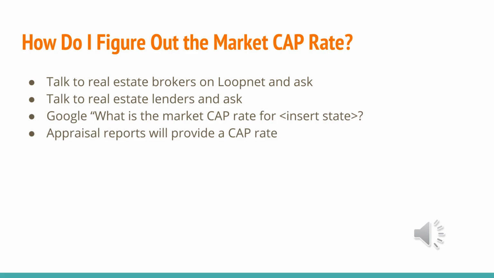Next, you can talk to lenders and ask. Lenders have a lot of data. They have a lot of databases, especially the national lenders like Chase, Bank of the West, Wells Fargo. Leverage your lenders and ask. And next, you can Google. Google knows everything. What is the market cap rate for your state? What is the market cap rate for Oklahoma? What is the market cap rate for California? And when you Google it, something will pop up.